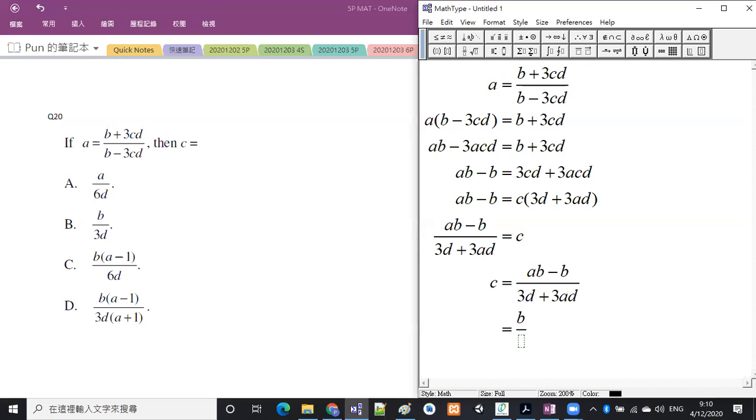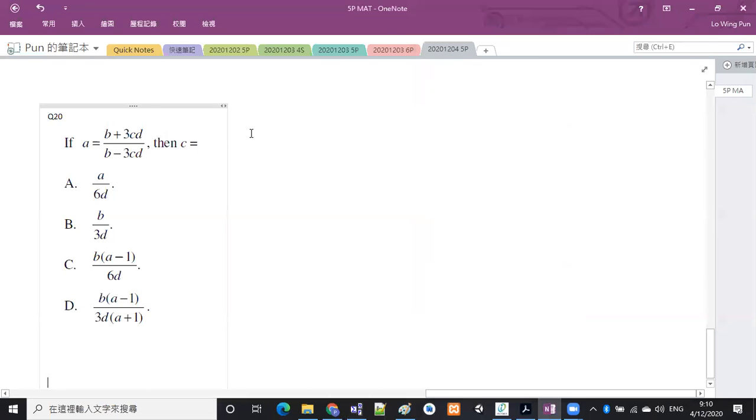So take out the B on the top and write down the remaining factor, A minus 1. And then take out the common factor 3 and D on the bottom. And then write down the remaining factor, 1 plus A. But 1 plus A is actually equal to A plus 1. So this is exactly equal to option D. Okay, so that is the answer.